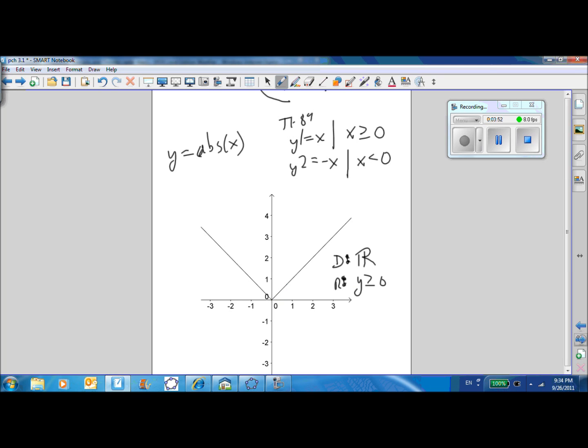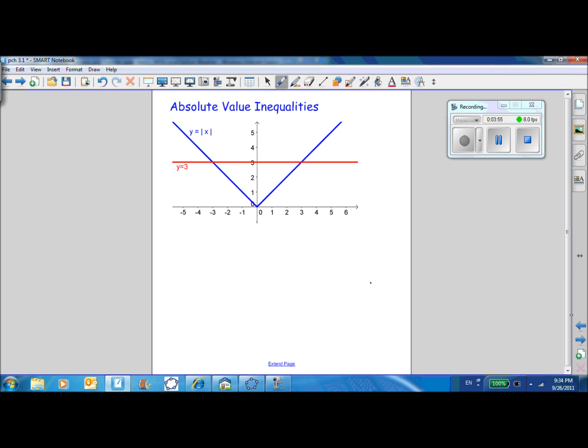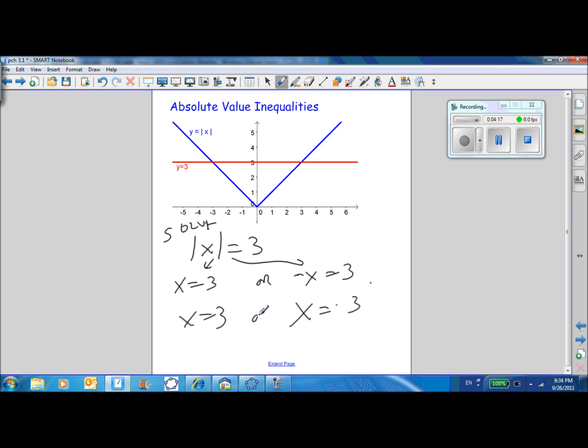Now let's see how the graph can help us with understanding absolute value inequalities. I'm actually going to start in this first scenario with absolute value of x equals 3. Solve this. Well, from the definition, absolute value of x is equal to itself, or it's equal to the opposite of itself. And then we usually go to -3 then. So x equals 3 or x equals -3. So when it's an absolute value equation, it's not that hard. And we looked at some of those before.